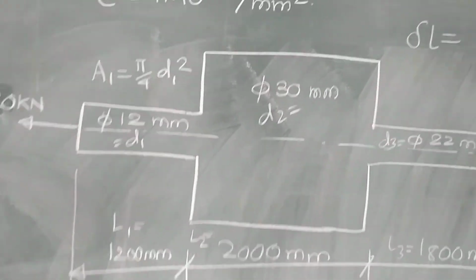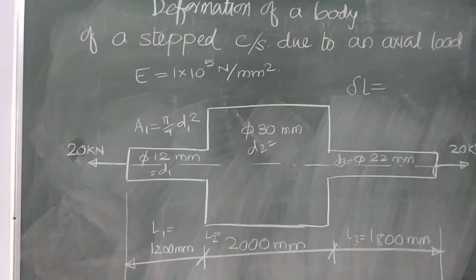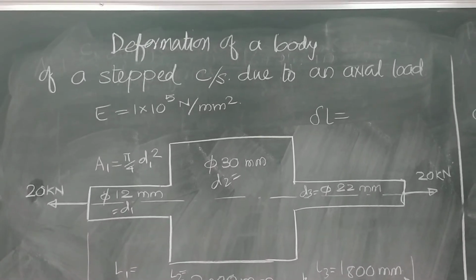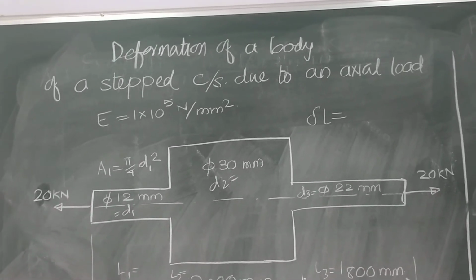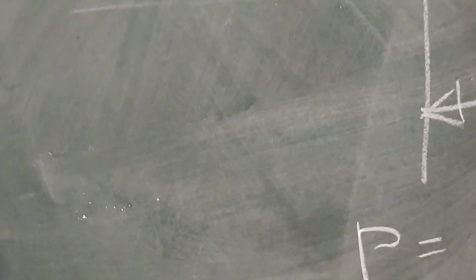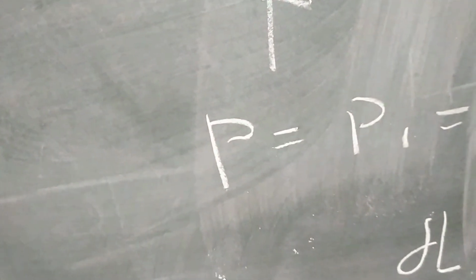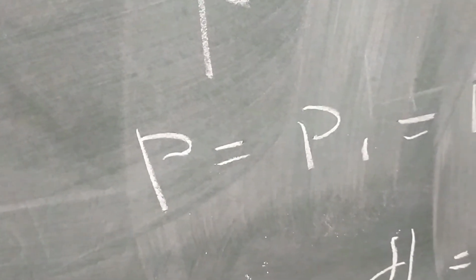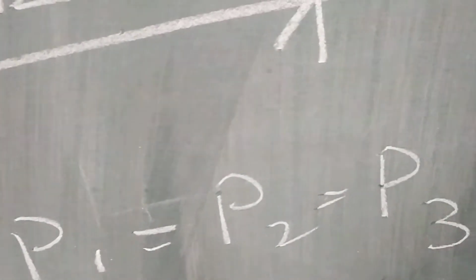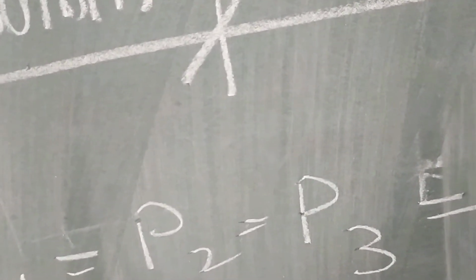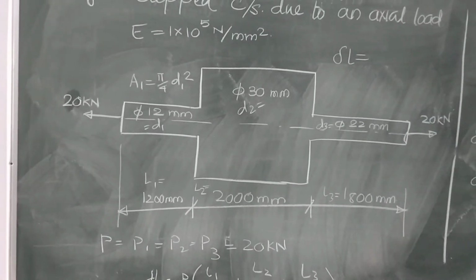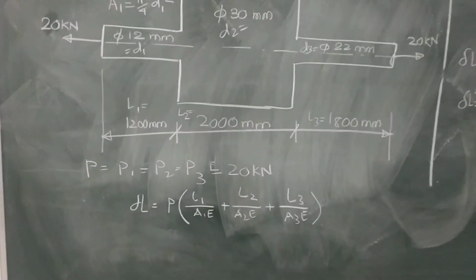So, our formula for delta L becomes PL1 upon A1E plus PL2 upon A2E plus PL3 upon A3E. You can put P common, into L1 upon A1E plus L2 upon A2E plus L3 upon A3E. Force is tensile in nature, so it is simple to calculate using this formula.